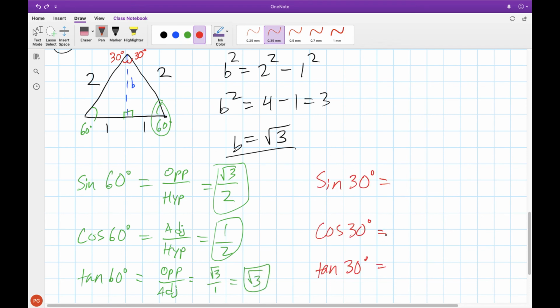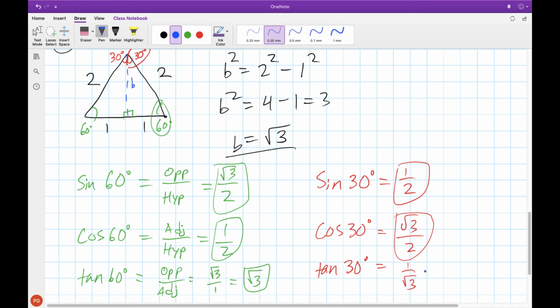We're going to do the same thing for 30 degrees now, focusing on this angle up here. We're still using the idea of opposite over hypotenuse, but the opposite and adjacent sides have swapped because we're using a different angle, 30, not 60 degrees. So opposite over hypotenuse in this case, our opposite side is 1, our hypotenuse is 2, this would be 1 over 2. For cosine, it's adjacent, which is b in this case, root 3, over our hypotenuse, which is also 2. And finally, tangent, it's going to be our opposite side of 1 over our adjacent side of root 3.